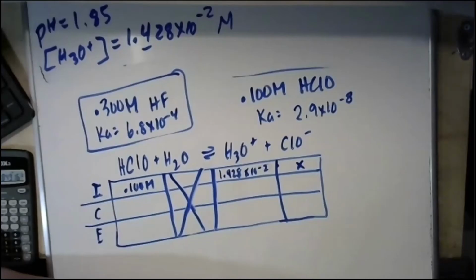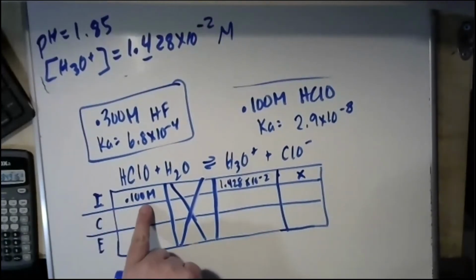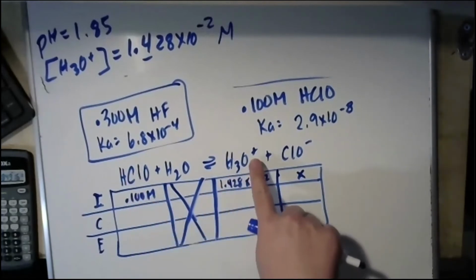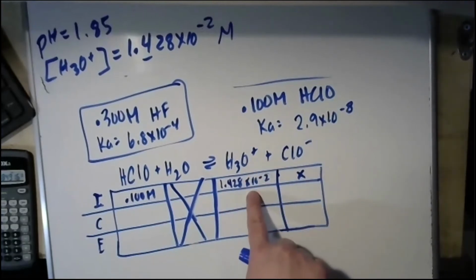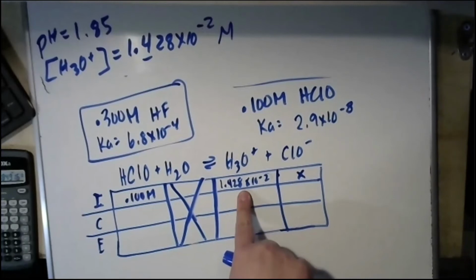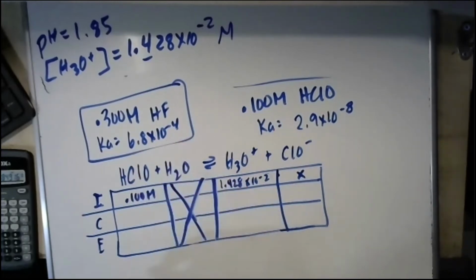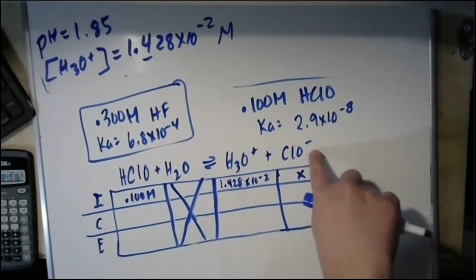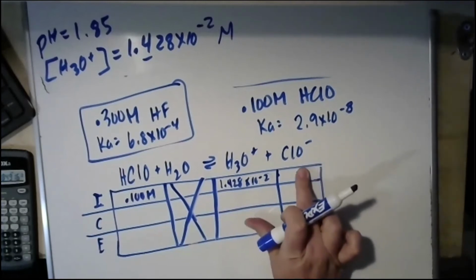Oh man, did all that talking and the stupid screen was still up. So hopefully you could still follow along. There's my initial HClO. And for my H3O+ initial concentration, that's where I'm going to put in the hydrogen ion concentration that came from the ionization of the hydrofluoric acid. There's no extra source of my hypochlorite ion, so I can leave that as 0.